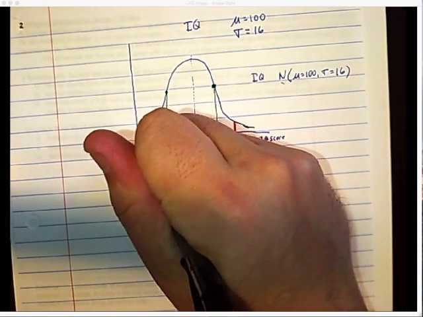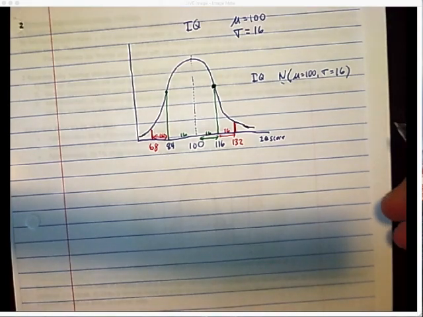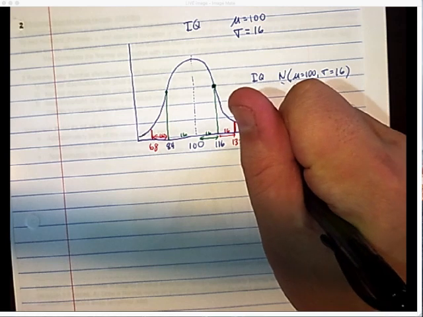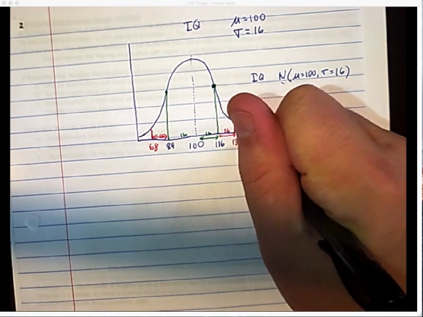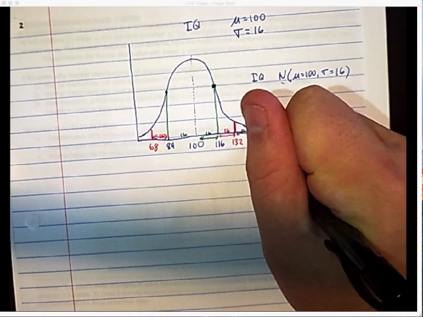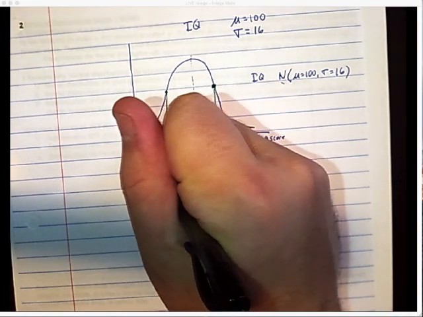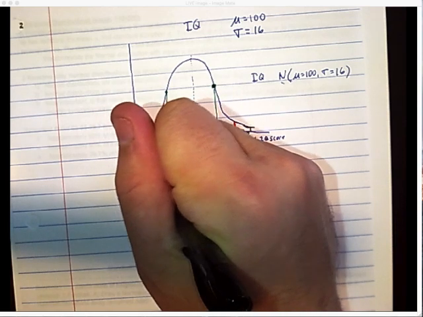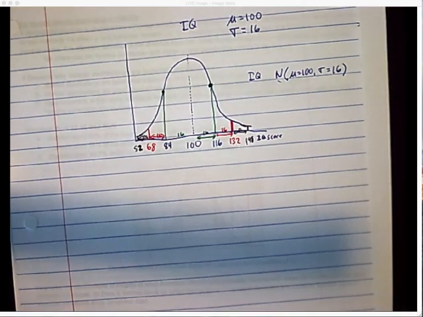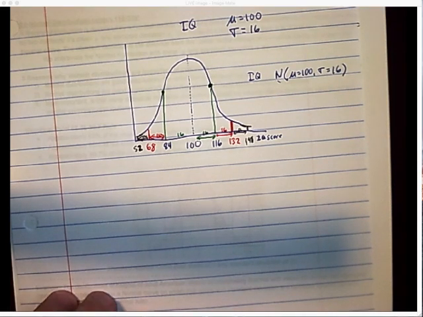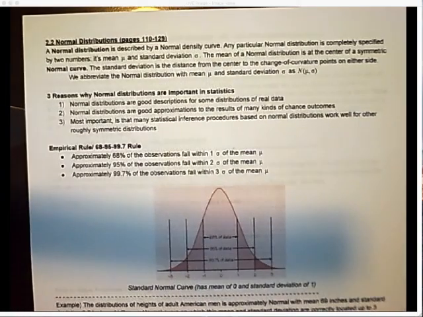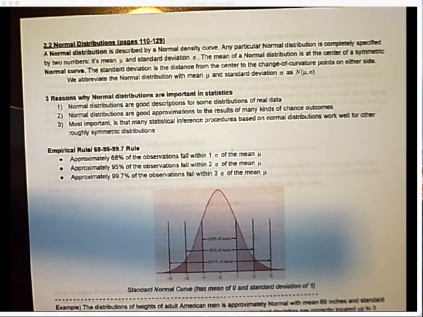The point here is this normal curve always has area. There's always a little bit of area, but the further you go out, the less area there is. If we went out another 16, we would be up to 148. And if we went down another 16 this way, we would be down to 52. So why do we use normal curves and why are they so powerful? Well, we'll talk about that next.